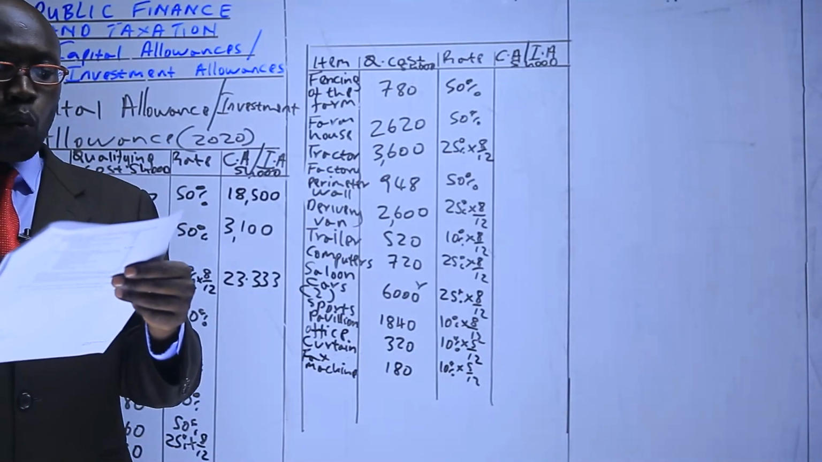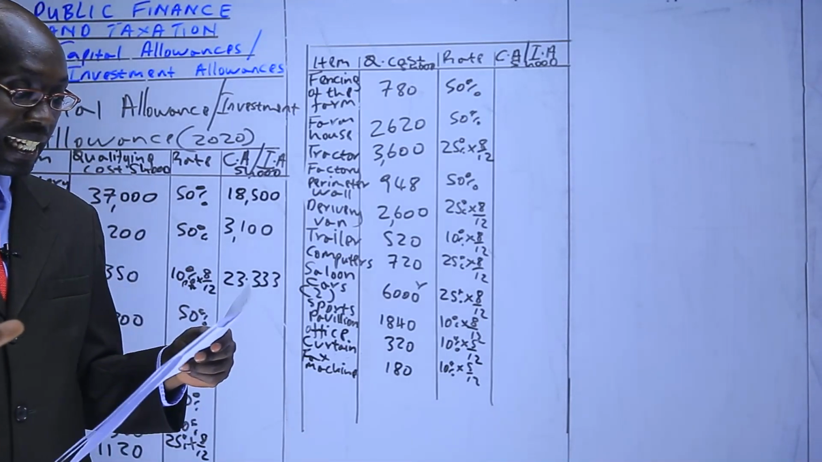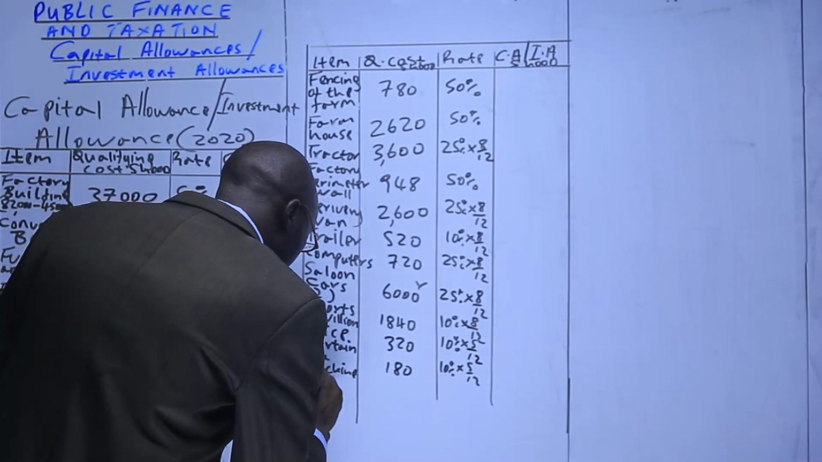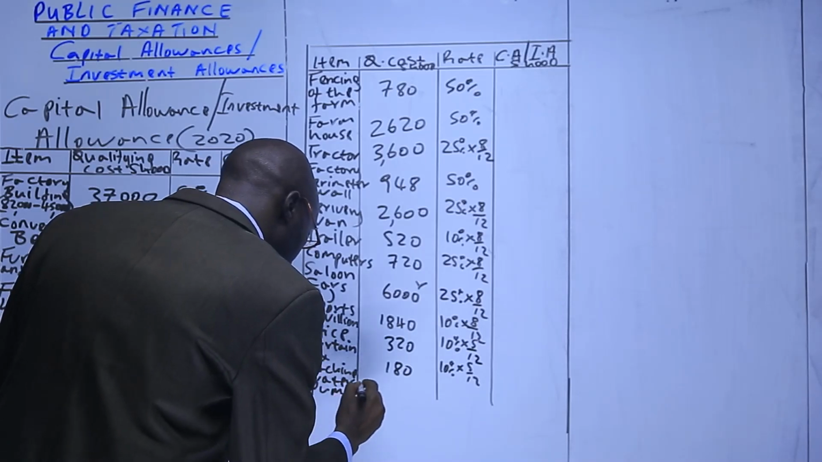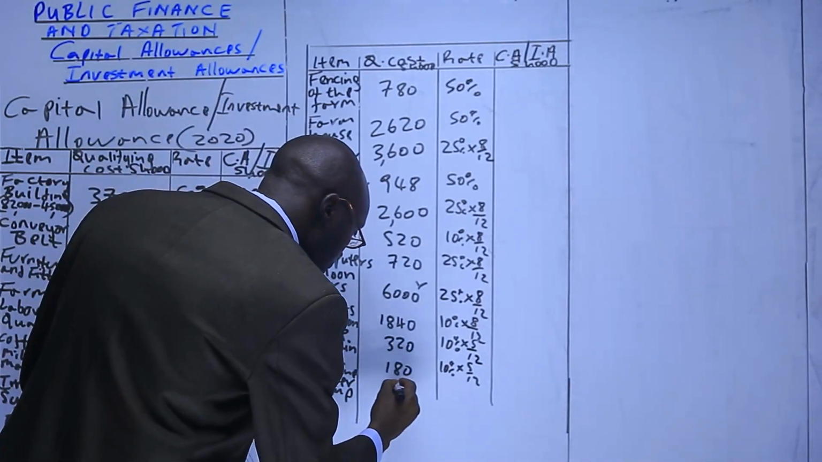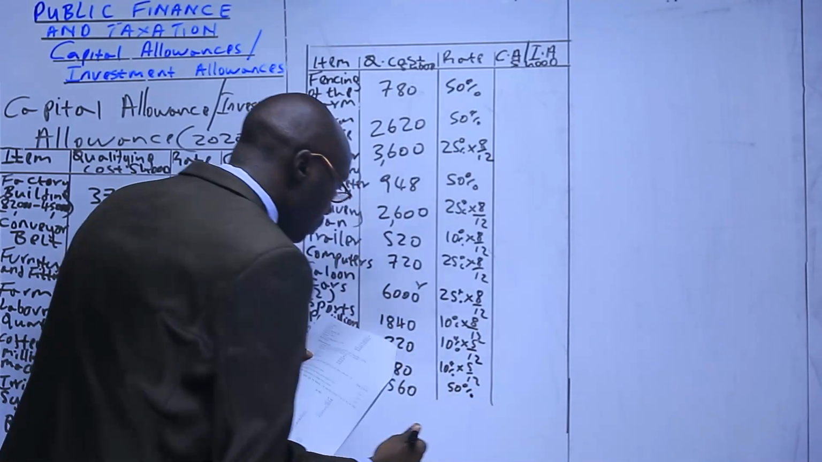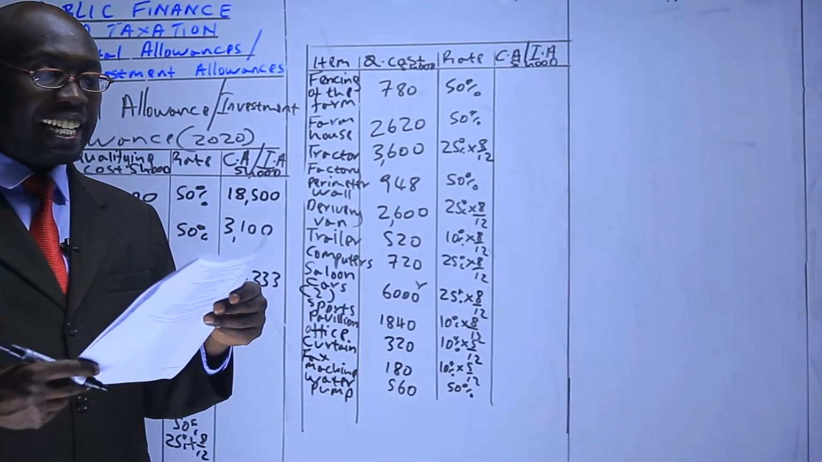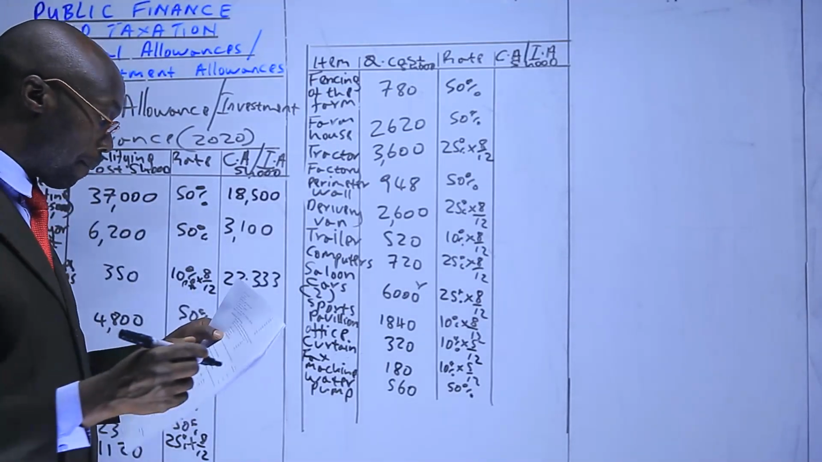The next one is water pump. For the water pump, we said it's supposed to be 50% first year, and so the first year without considering time. Then the other one is packaging machine. For the packaging machine, that is supposed to be 50%.